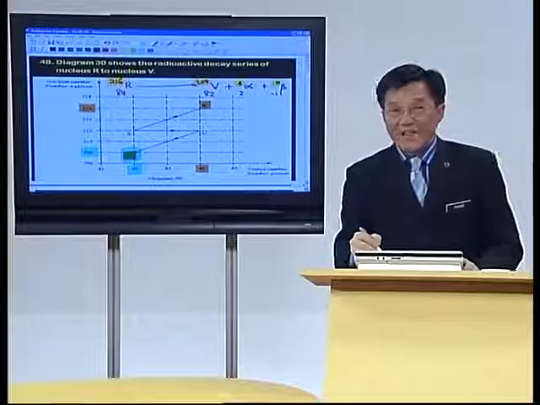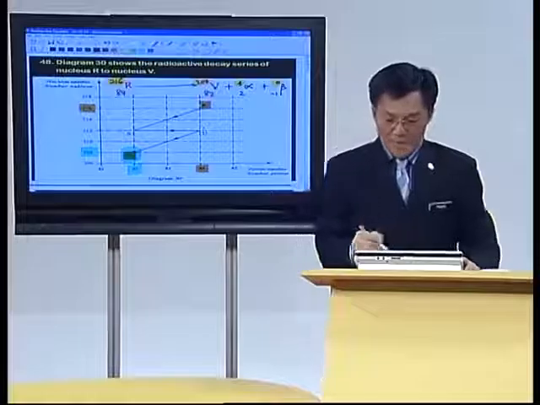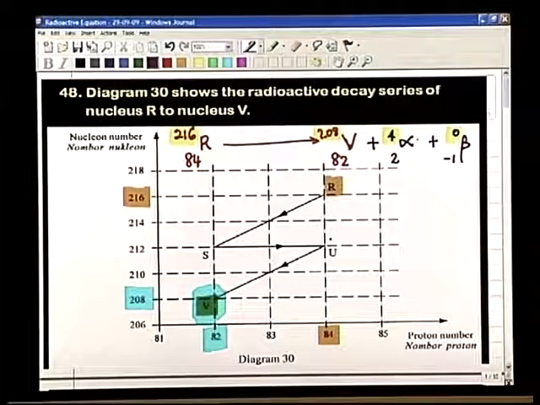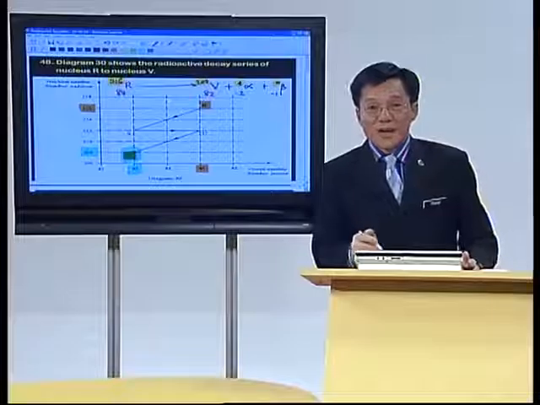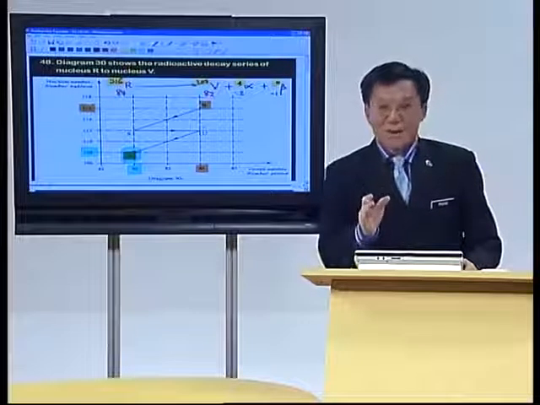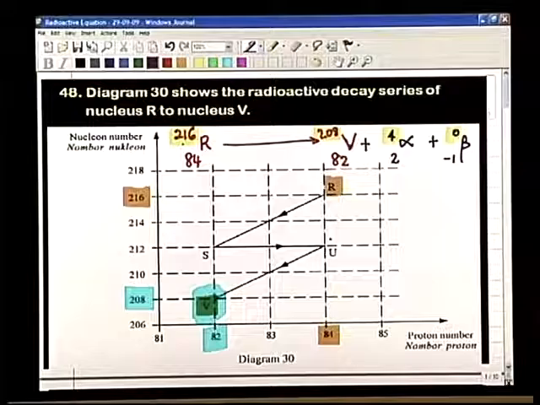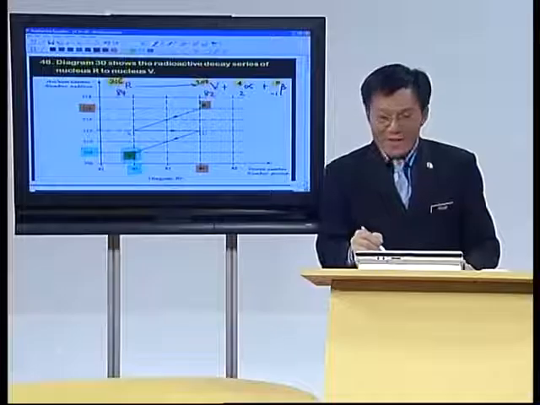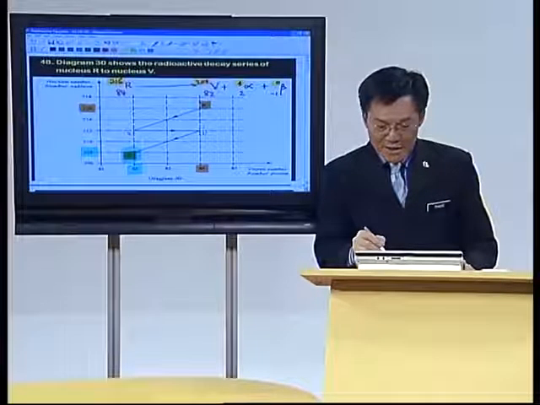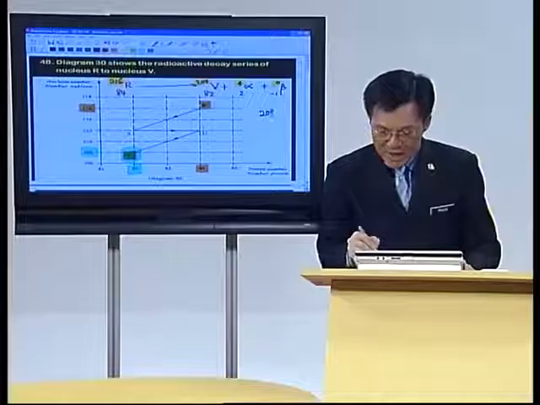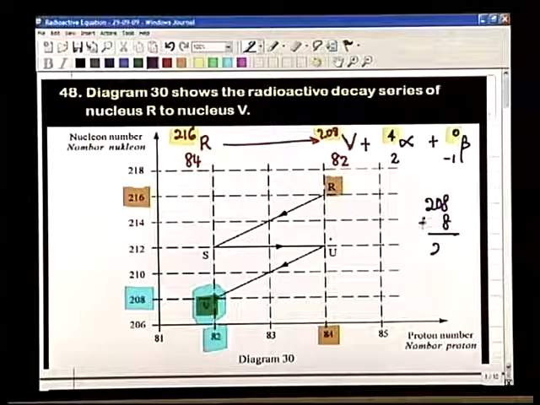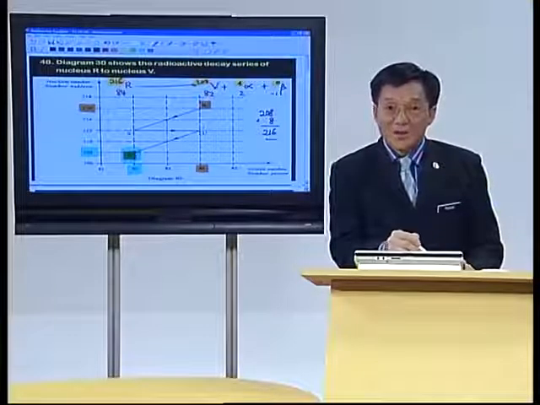Alright, and I know that for alpha, the nucleon number is 4. So how many alpha particles must there be so that I will have a total of 216 on the right? 208, 216 here, so there is a difference of 8. I need a nucleon number of 8 so that 208 plus 8 will give 216, because this is 216, the nucleon number of R.